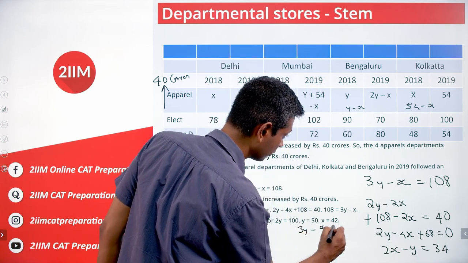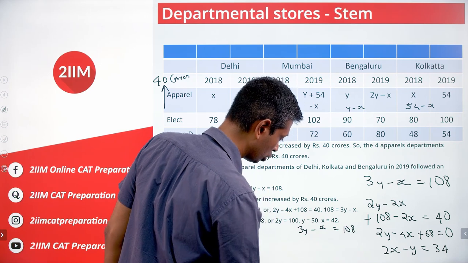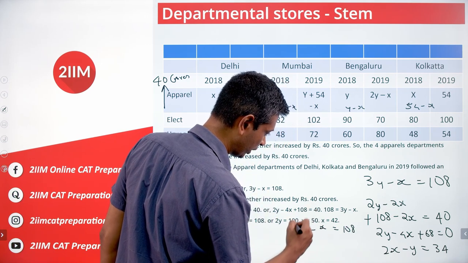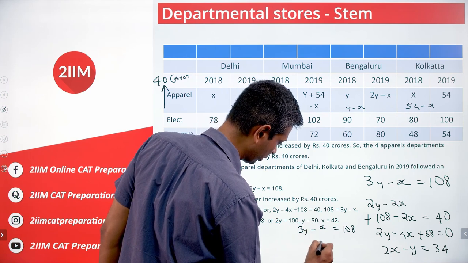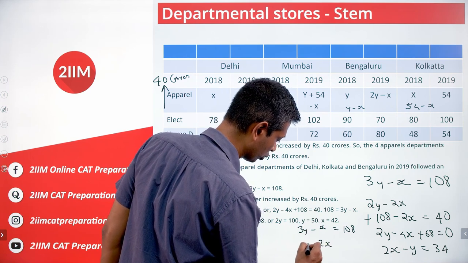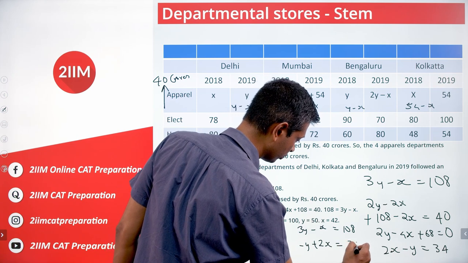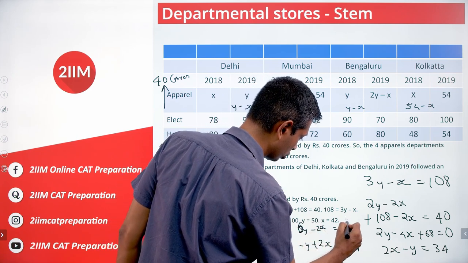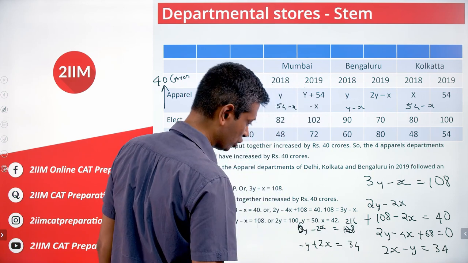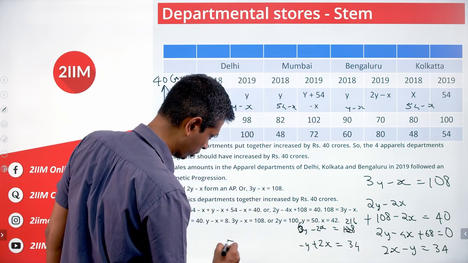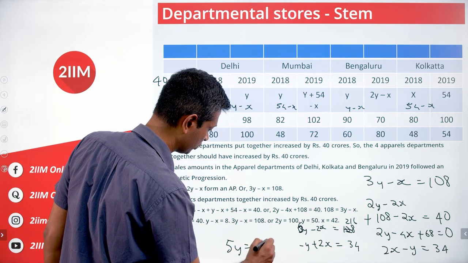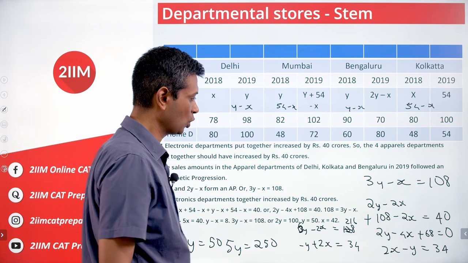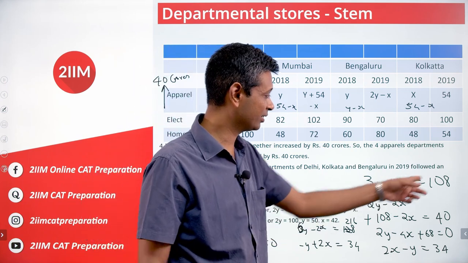3y minus x is 108. Maybe we'll keep this as 2x minus y equals 34. Double this: 6y minus 2x is 216. Add these two. 6y minus y is 5y. 5y is 250, or y is 50. Y is 50.